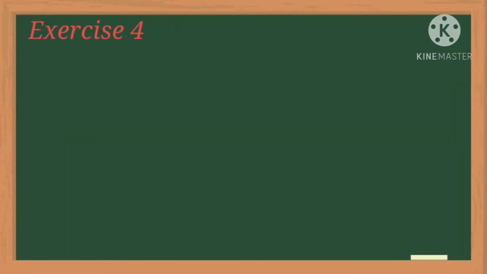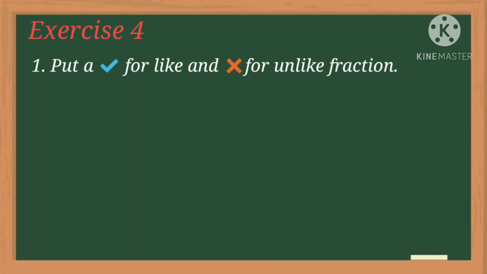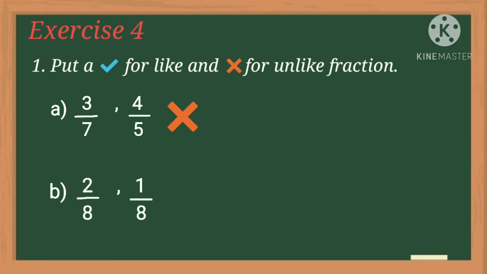Now let's solve exercise 4. The first main is put a tick for the like fraction and a cross for unlike fractions. 3 by 7 and 4 by 5, denominators are different, so they are unlike fractions. Here, second one, denominators are same, so it is a like fraction. Similarly, you can do the next questions.